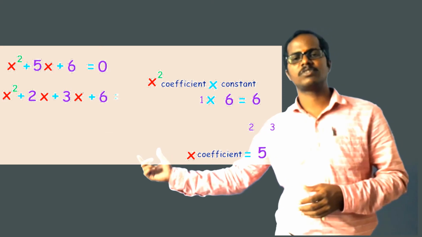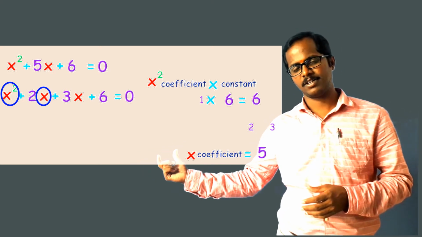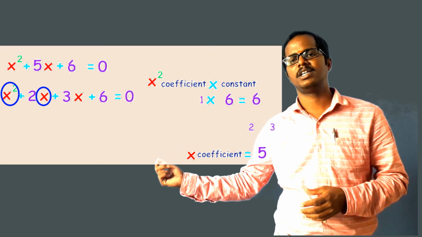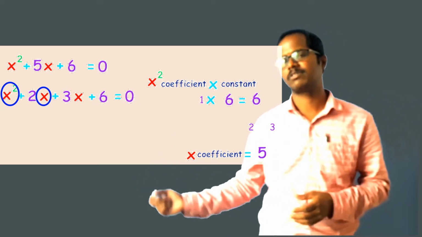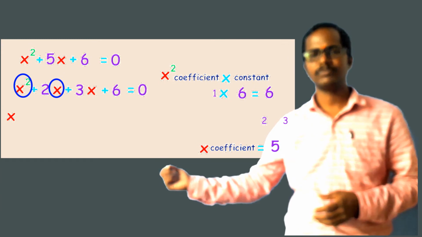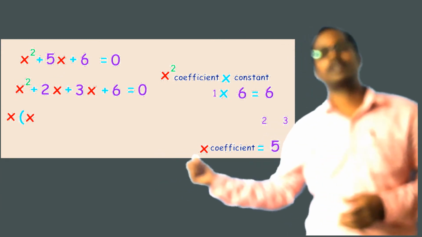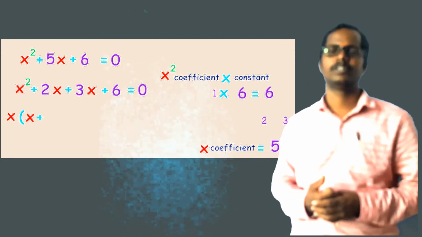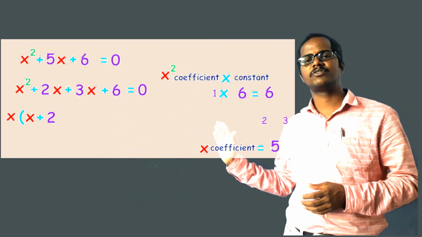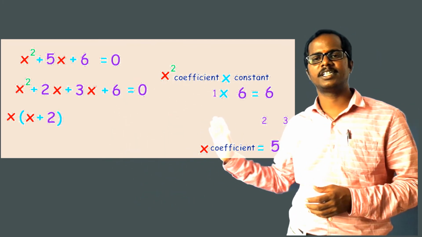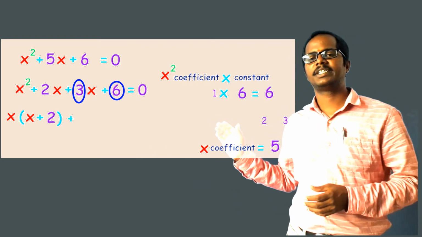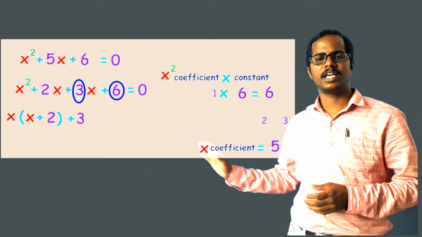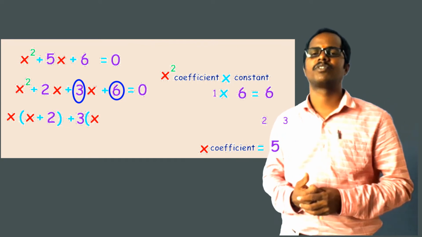Now in the first two terms, we have x as common. So by using the distributive property, we can take x as common out. By taking x as common out, we get in bracket x plus 2. Now in the last two terms, that is the third term and the fourth term, we have 3 as common. So by taking 3 as common out, again we get in bracket x plus 2.